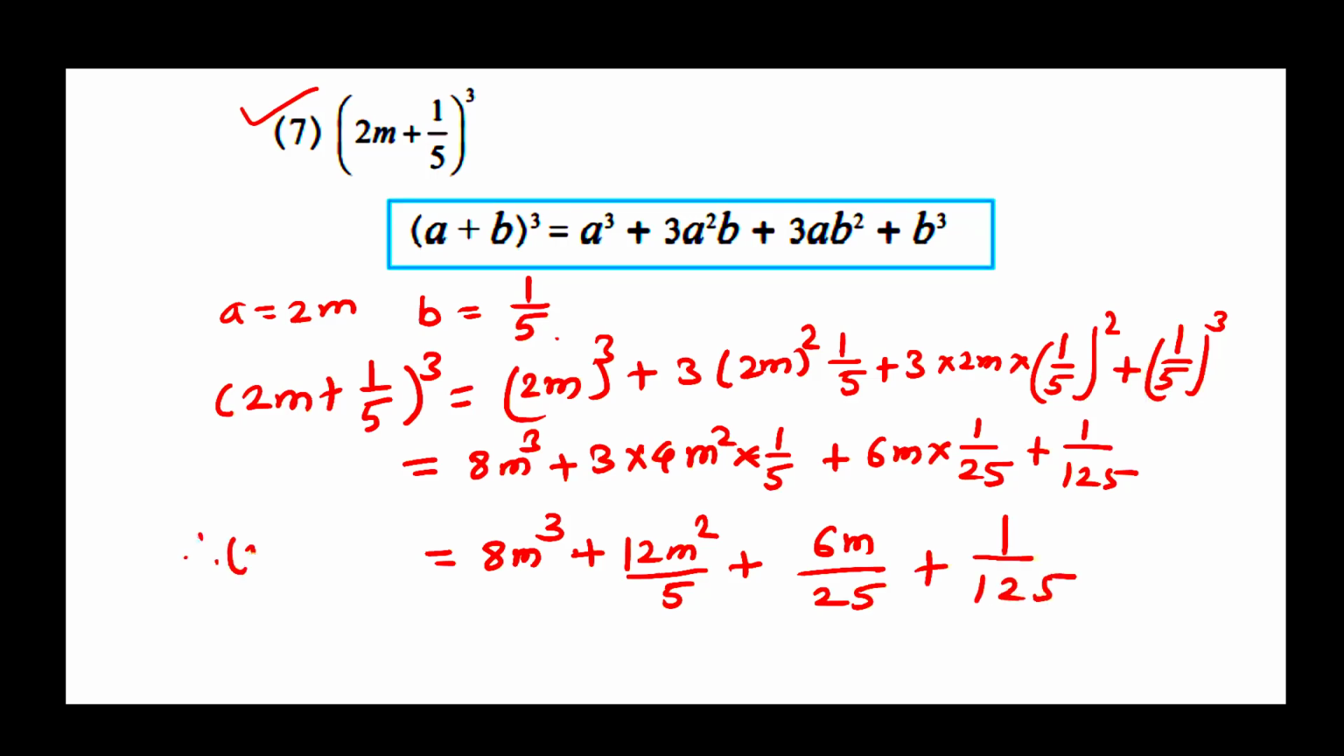Therefore, we can write (2m + 1/5) cube = 8m cube + 12m square/5 + 6m/25 + 1/125. This is the required answer.